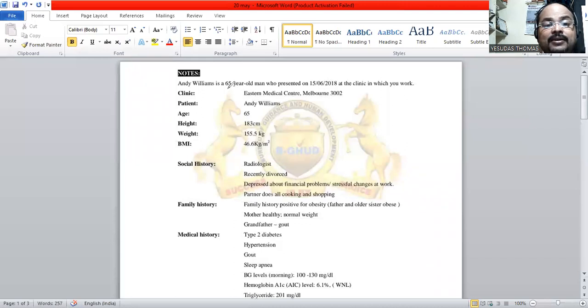What is relevant here is the name, that is Mr. Andy Williams. His age is 65. His weight is 155.5 kg. His BMI is 46.6. The date is 15 June 2018, and Eastern Medical Center is the clinic name, where you are working as a nurse practitioner. So all this information which I underlined might be relevant to the letter.